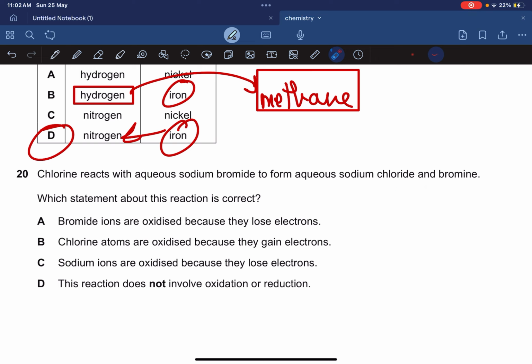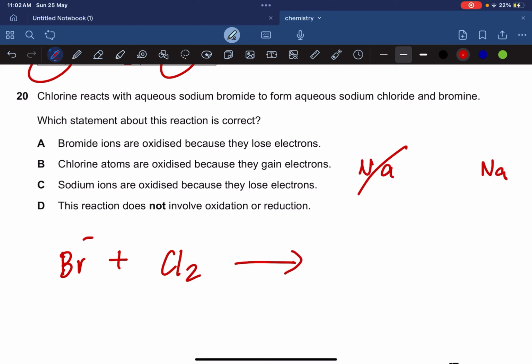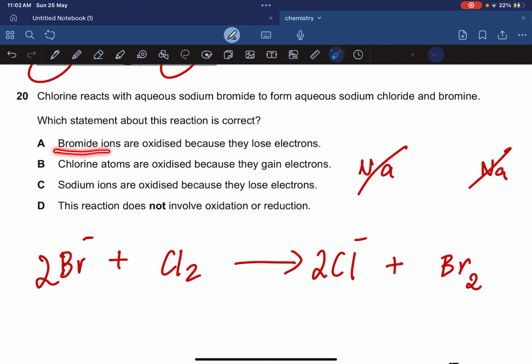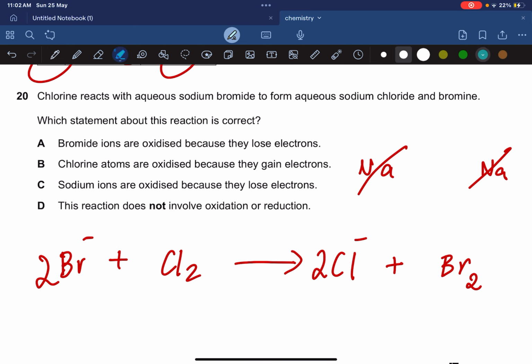Which statement about the reaction is correct? We have to write the equations for this. At first, I'm going to write an ionic equation. You have bromide ions and chlorine. Sodium is going to be a spectator ion on both sides, so it gets cancelled. That's why I'm not writing sodium here. You're going to form chloride ions and Br2, so there's going to be a 2 here. Bromide ions are oxidized because they lose electrons, going from -1 to 0. That's clearly oxidation, the loss of electrons, which makes option A correct.